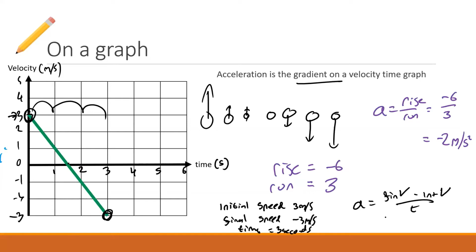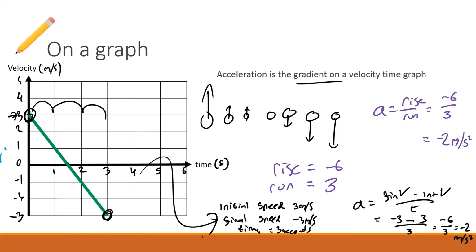By the way, I've gotten lazy here. Final speed was -3 minus 3 divided by 3. It's going to be -6 divided by 3, which is -2 meters per second squared. So it's just a different way of doing the same problem. If you like this way more, by all means do it. But what I'm just trying to say is that if we're just finding the gradient.